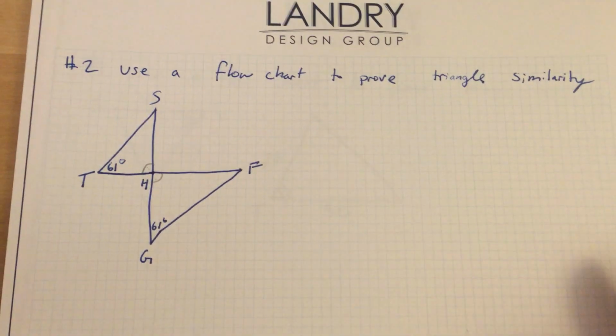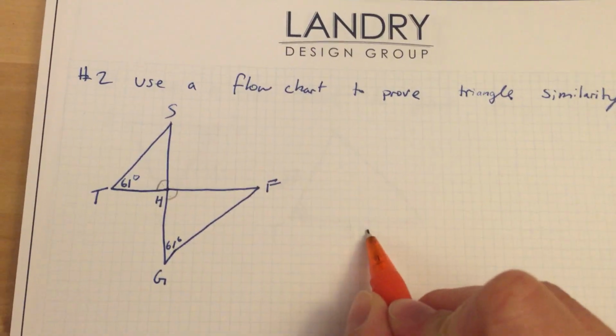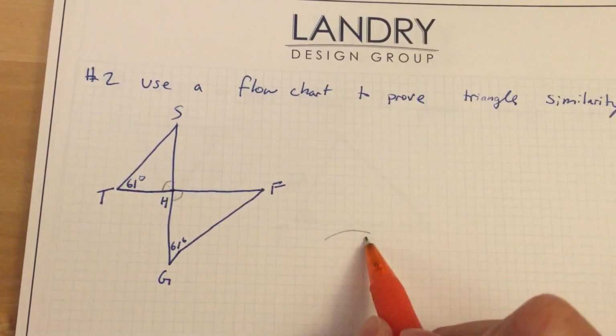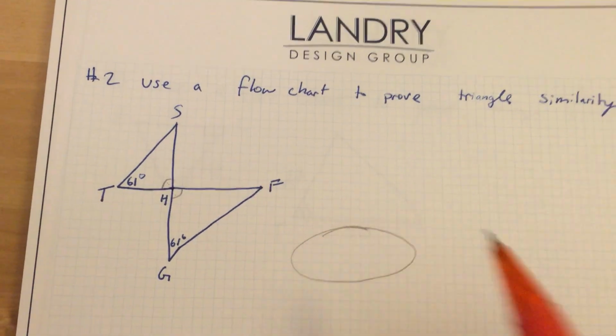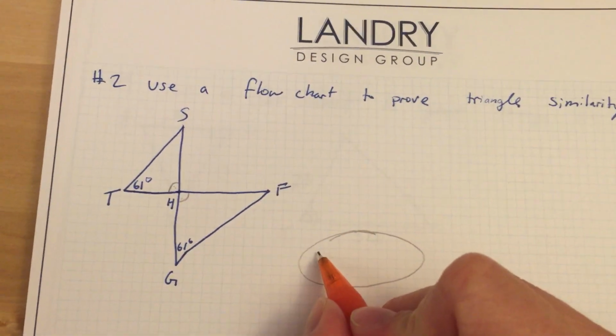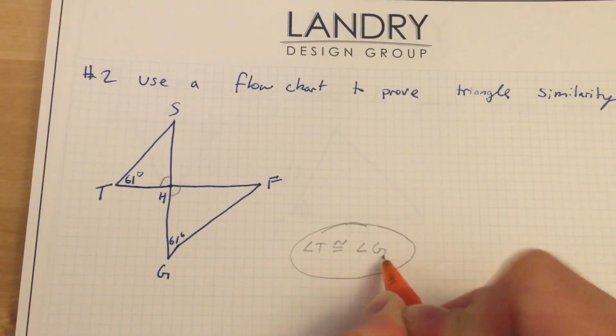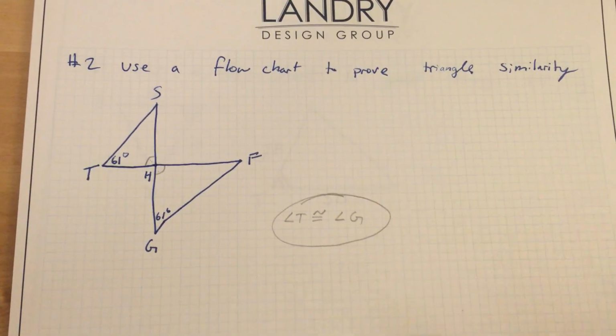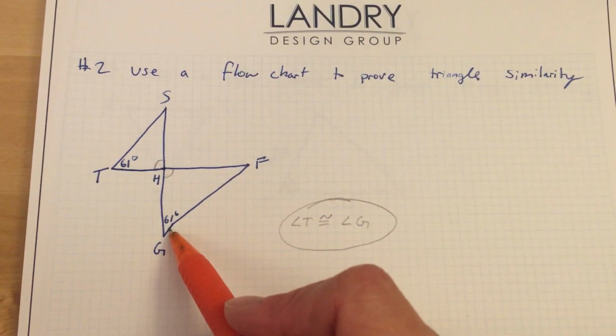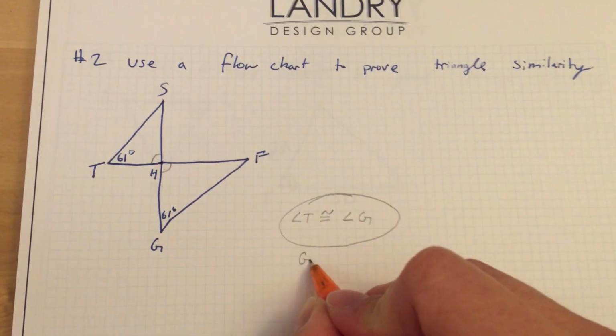So this one we can go straight into our flow chart to prove triangle similarity. The first one I'm going to prove, draw my circle, is that these two are the same. So angle T is congruent to angle G. Why did I write that? Why are they congruent to each other? Well, because I gave that to you. I started off with that in the problem. So I'm going to say given.